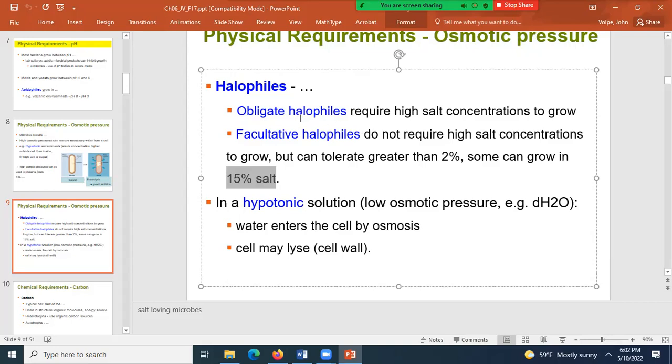And that could be some organisms living in the Dead Sea, which I think gets up to 30% sodium chloride. If you don't know where the Dead Sea is, it's between Palestine and Jordan.